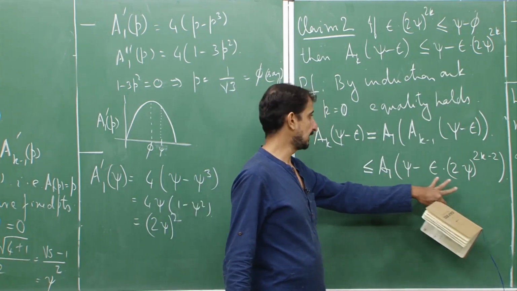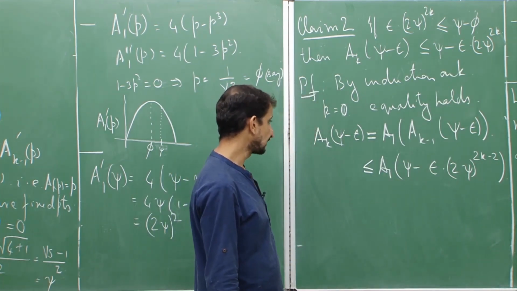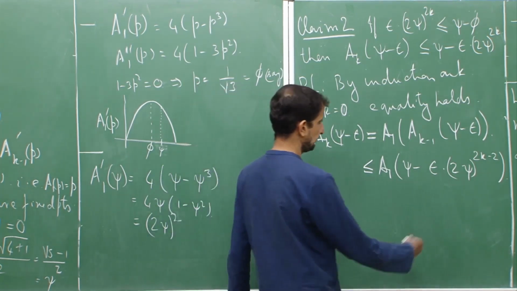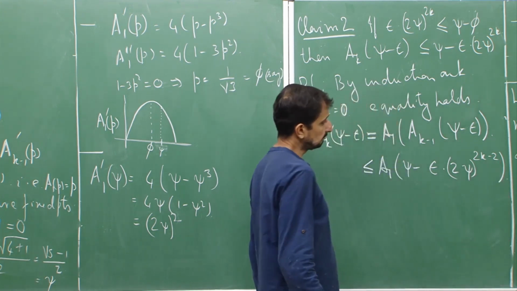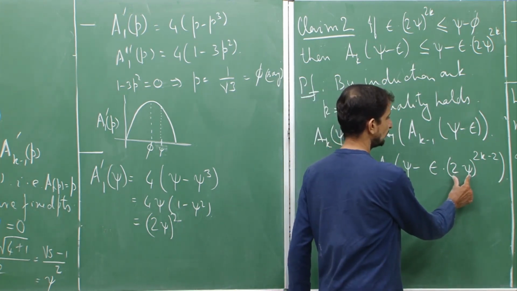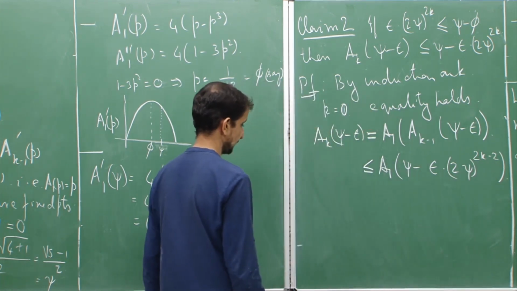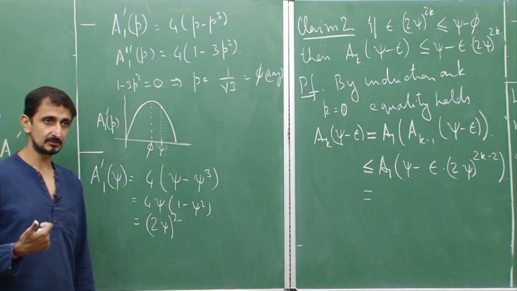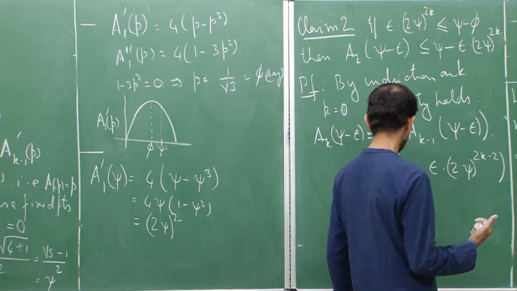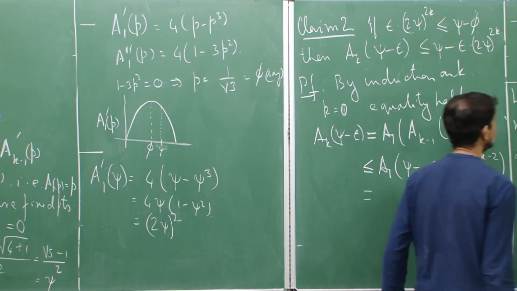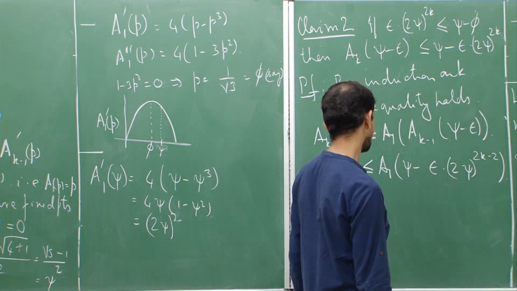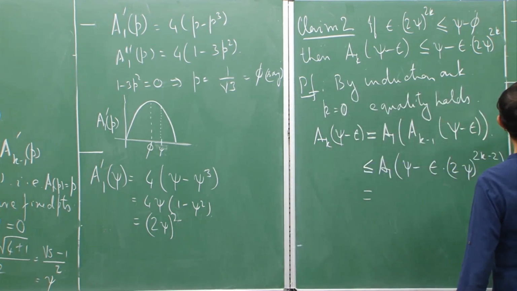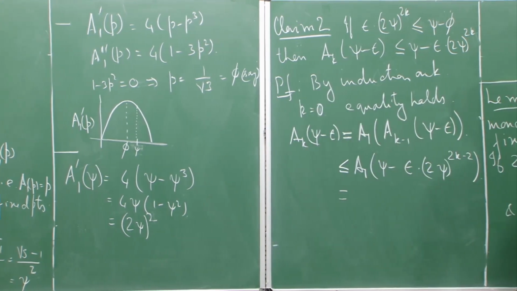So, we have this and we want to get rid of this a_1 here, and it should somehow give another 2 psi square term. So, what we will use is the mean value theorem. Recall what the mean value theorem says. Let me write down what the mean value theorem is.